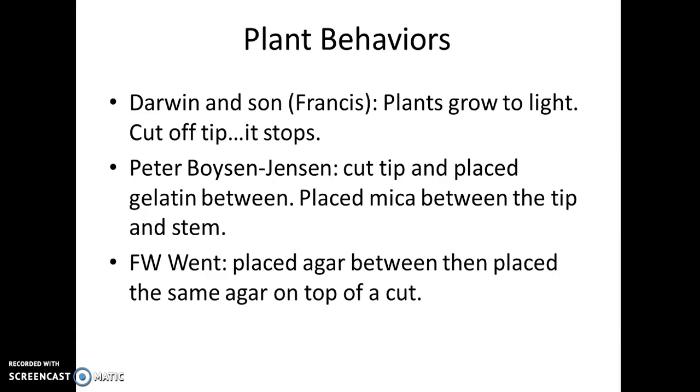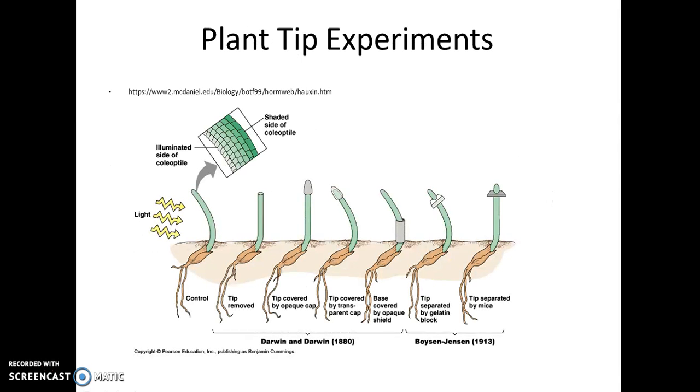And F.W. Went proved this because he took Peter Boysen Jensen's experiment one extra step by cutting the tip off and putting this gelatin on the tip, and it grew towards the light. We have it here. Goes towards the light. Doesn't grow towards the light. Now we cover the tip with an opaque cap, doesn't grow towards it. Transparent cap, it does. So here's the gelatin here, and here's the mica there. Went took this little piece of gelatin here, put it on top of this one, and it grew towards the light. So it's something that was produced by the tip that moved through the gelatin to cause it to move to the light.